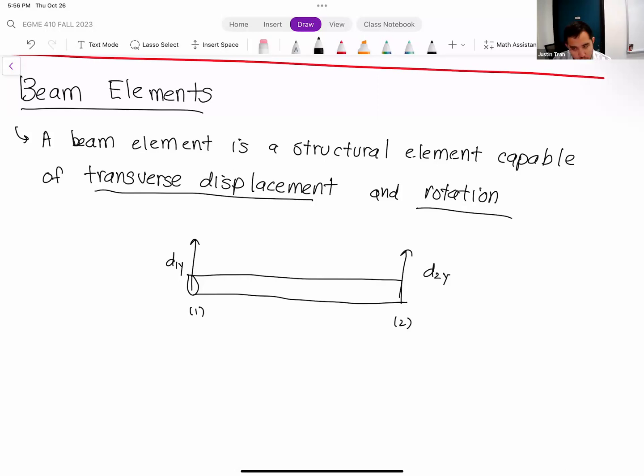And then the other thing that we're able to compute with beams is rotations. Rotations are nothing more than a change in orientation, or how much the beam is actually rotated relative to its default configuration. We define rotations using angles. So we have theta 1 there and theta 2 there.